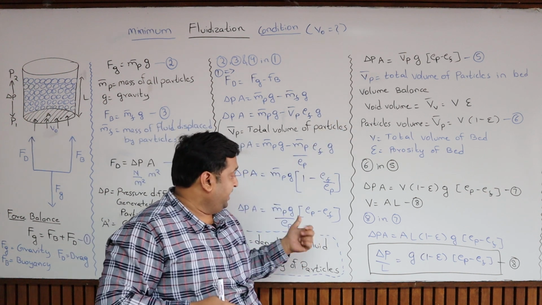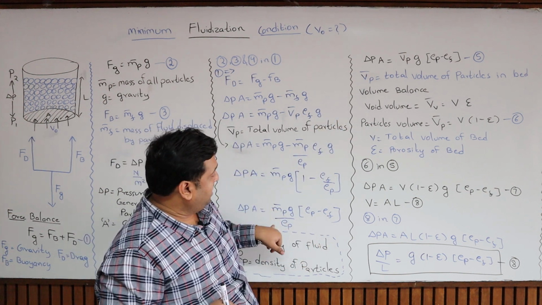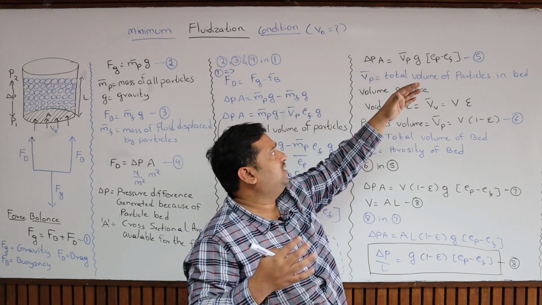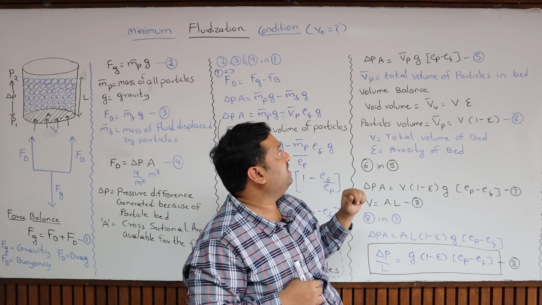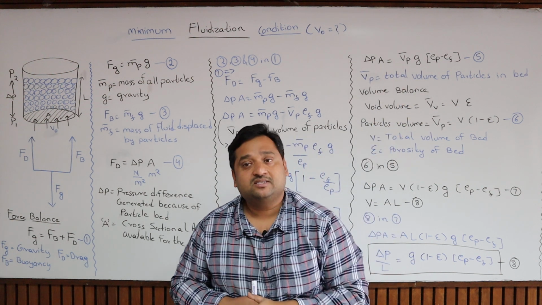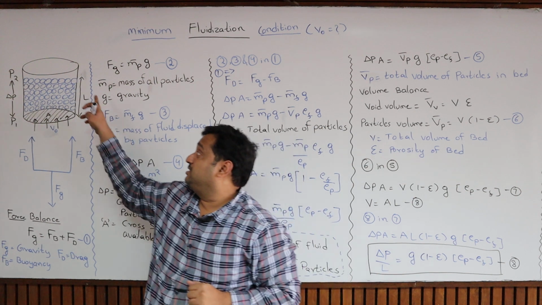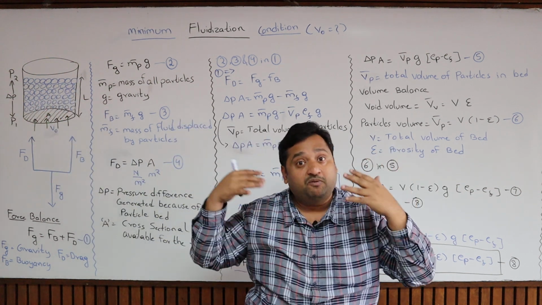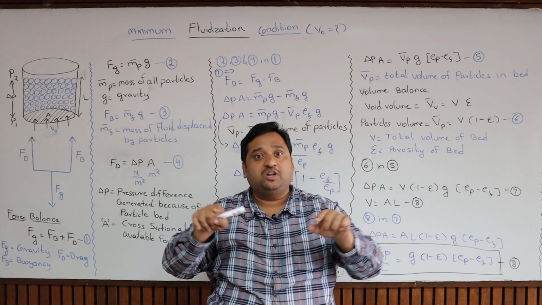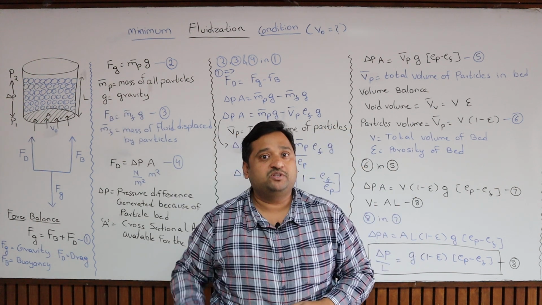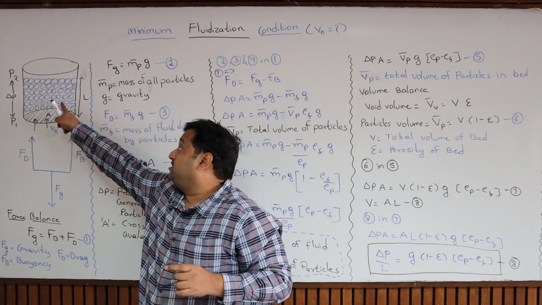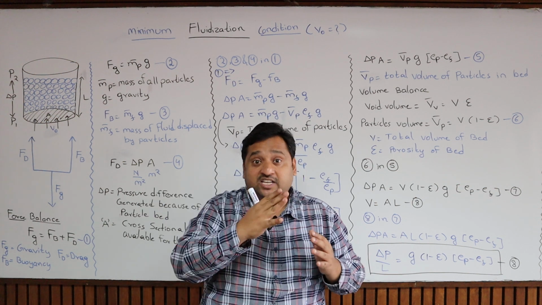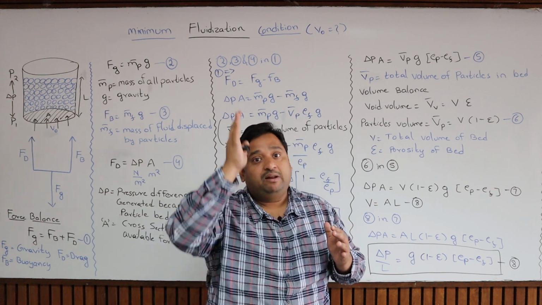Then if I simplify this again, the mass of the particles divided by the density of the particles is nothing but the volume of the particles. So what is the total volume of the particles? If I want to calculate the total volume of the particles in the bed, I should know how much percentage of the total volume is occupied by the particles and how much by the void spaces. The voids are the spaces through which the fluid will pass.